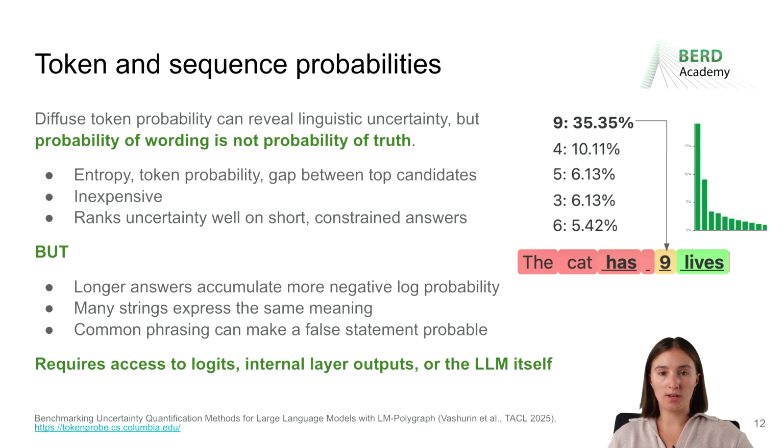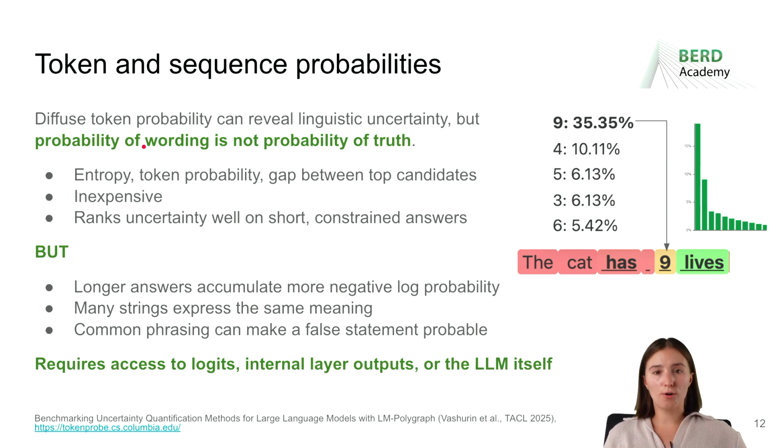We start with token and sequence probabilities, where the idea is that if we do have diffuse token probabilities, they can reveal linguistic uncertainty. But the important caveat here is directly that the probability of a wording is not necessarily the probability of truth. Just because a certain word is predicted to have a very high probability to come next doesn't mean that it actually represents some true information.